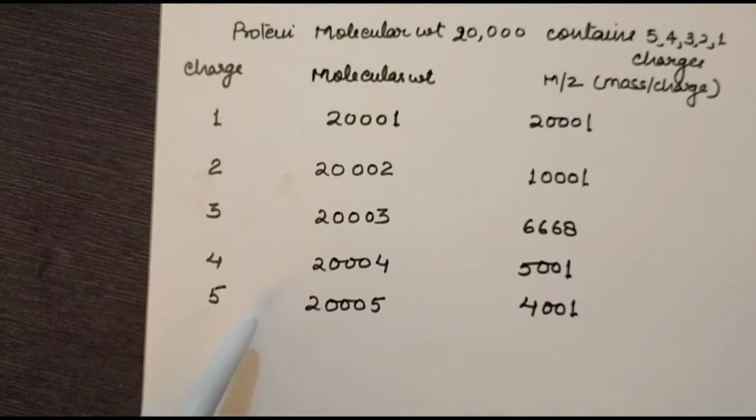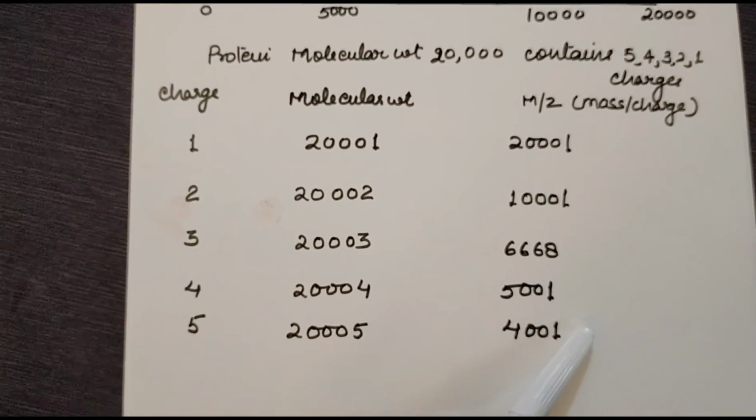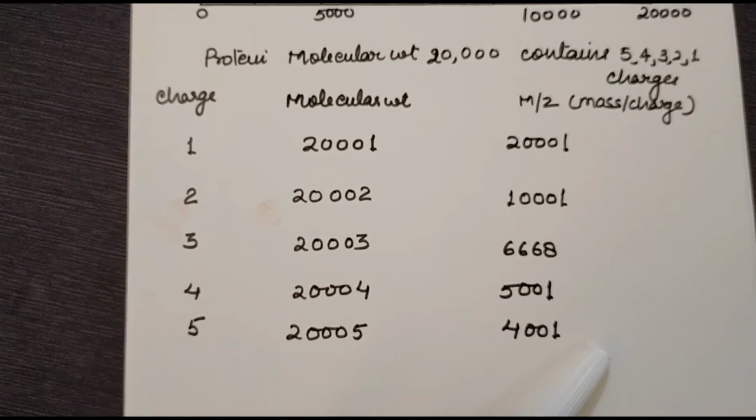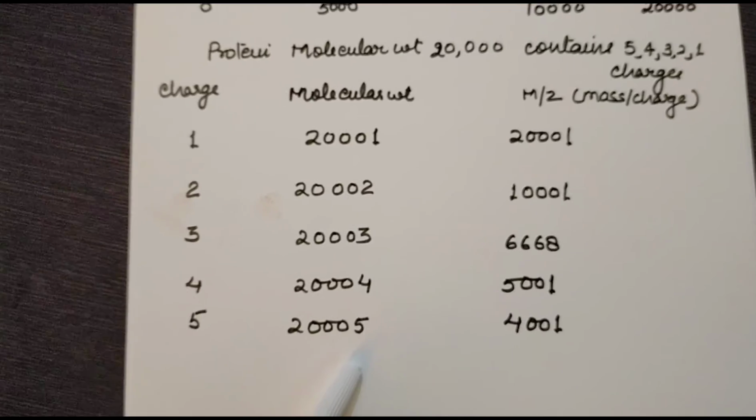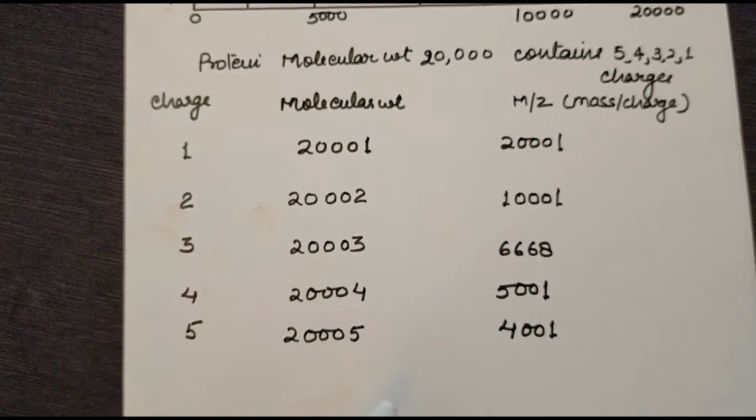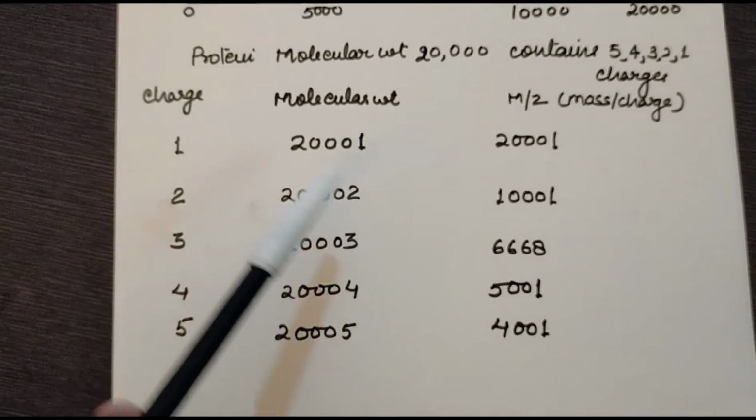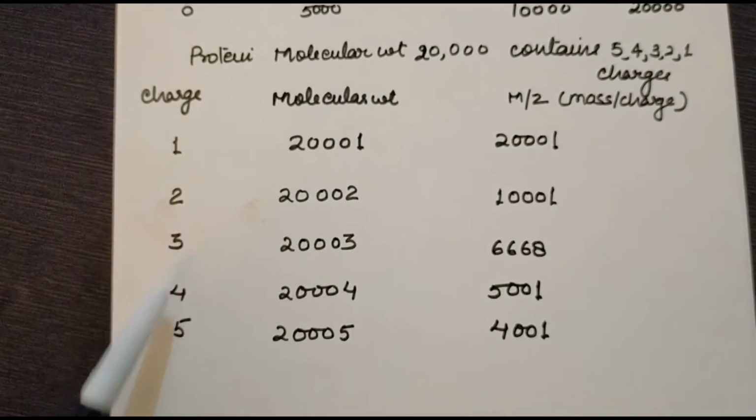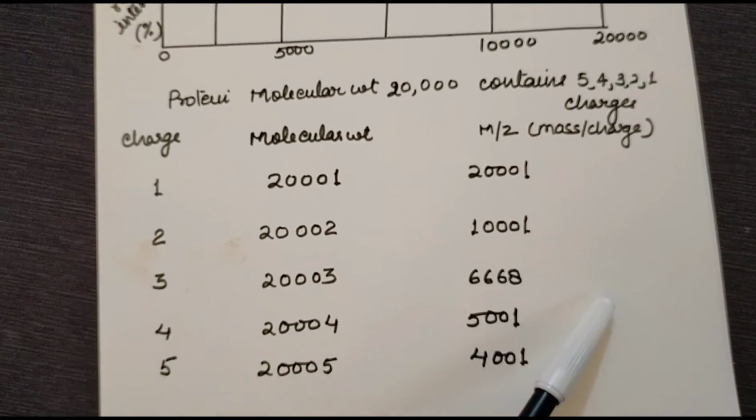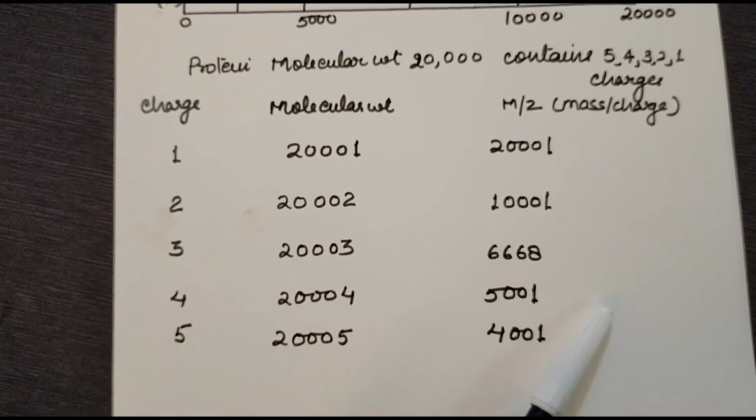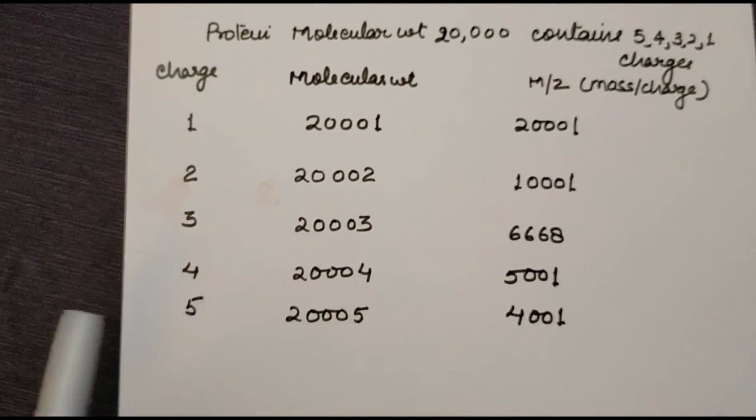So for all these cases it is very important to use a mass spectrometer, because other techniques will not help us in separating or characterizing these proteins. With the help of mass spectrometry only can we characterize them.